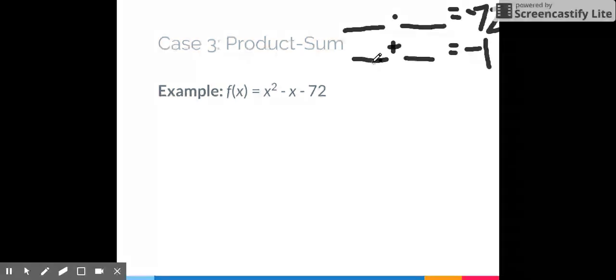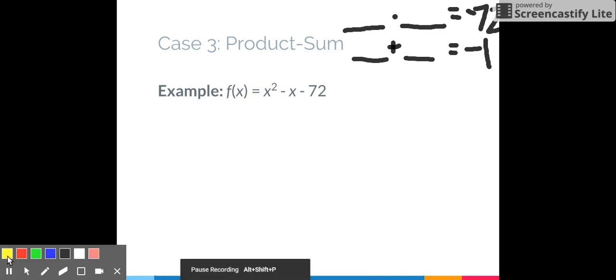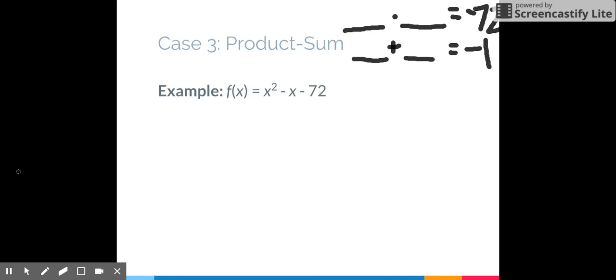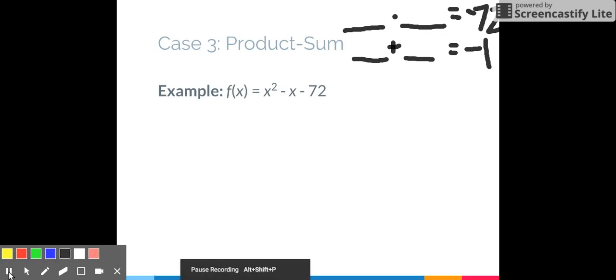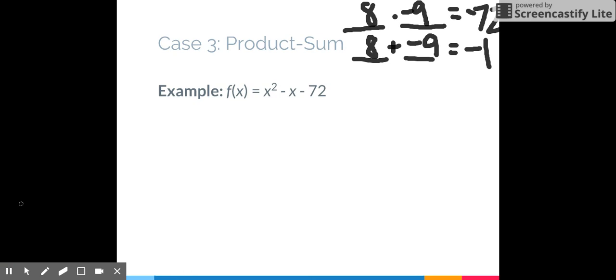And because we need those two numbers to add to give you a negative number, the bigger number has to be negative. Eventually, you want problems like this to be where you can just look at it and you just know what the answer is, like that. But if you didn't know, you could think, okay, well, 1 times 72 is 72, 2 times 36 is 72, and so on and so forth. Eventually, you would find that you need to use 8 and 9. In this case, we need to use positive 8 and negative 9. So 8 times negative 9 gives you negative 72, and 8 plus negative 9 gives you negative 1.